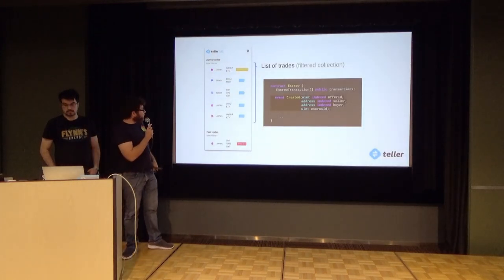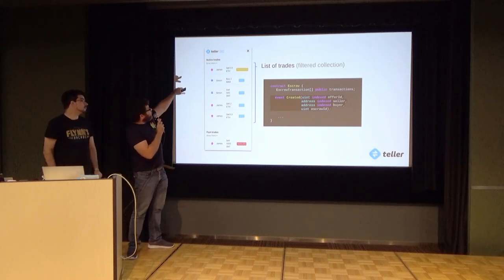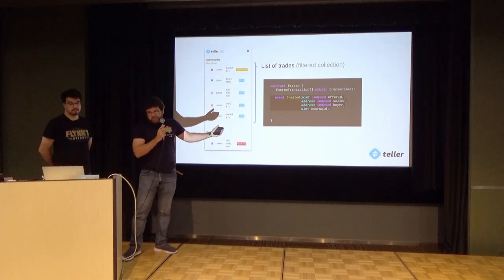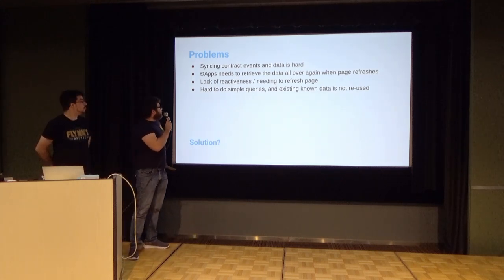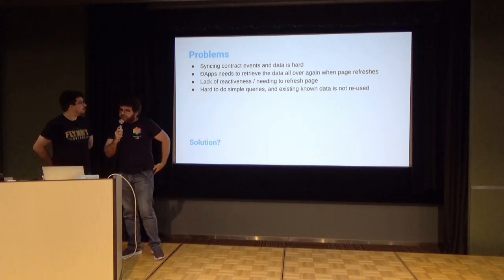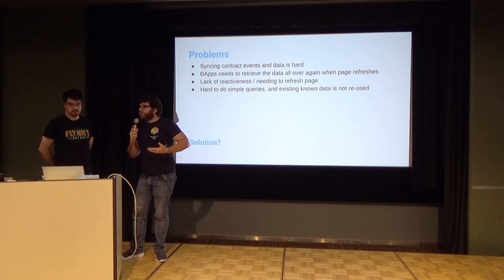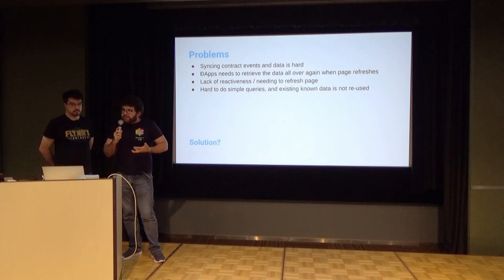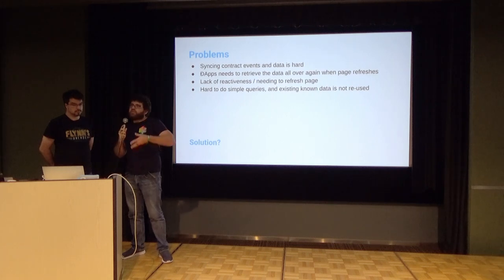So here are some screens where we can see the areas where we need to do some data tracking. For example, in this screen, we need to retrieve all the active and past trades for a specific user and filter them. And this ends up giving us some problems, specifically syncing the smart contract events, as well as trying to retrieve all the data in case the user refreshes the page. And maybe we can have some lack of reactiveness and need to refresh the data, as well as it is hard to do simple queries, because sometimes we're not using existing data and we need to retrieve the data all over again.